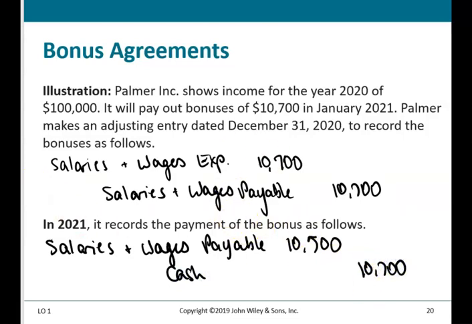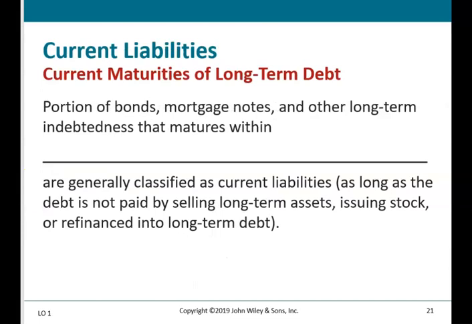And our last topic related to current liabilities is current maturities of long-term debt. We just need to know one thing: the portion of bonds, mortgage notes, and any other type of long-term debt that matures within the next fiscal year. So it's December 31st, 2020. We're thinking about what debt comes due by the end of 12/31/2021.